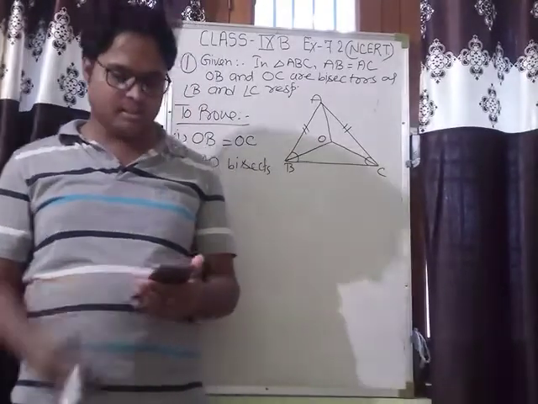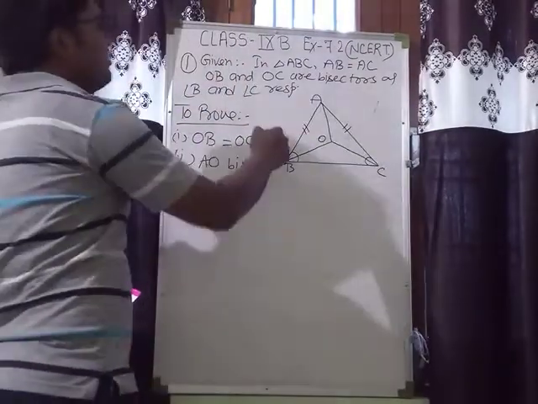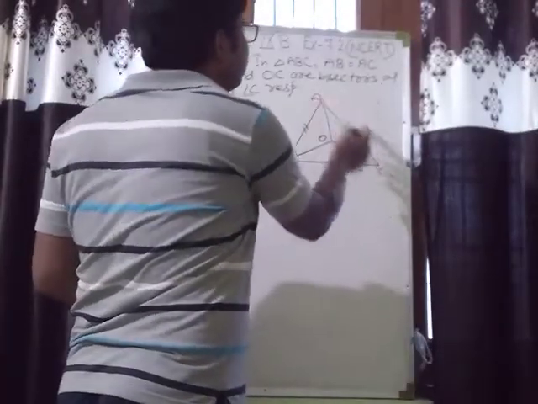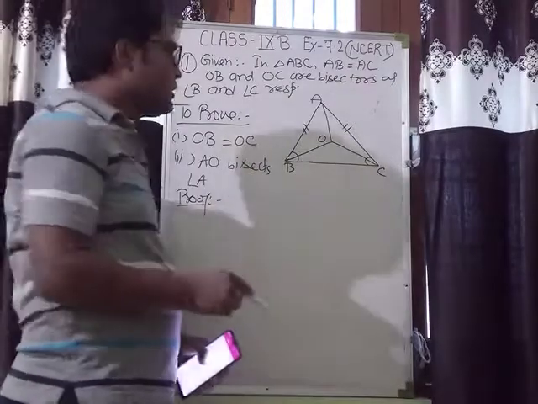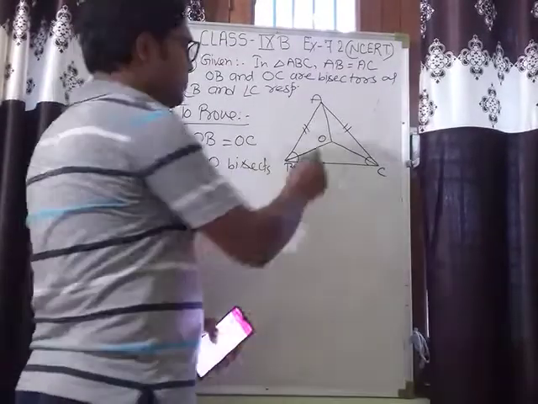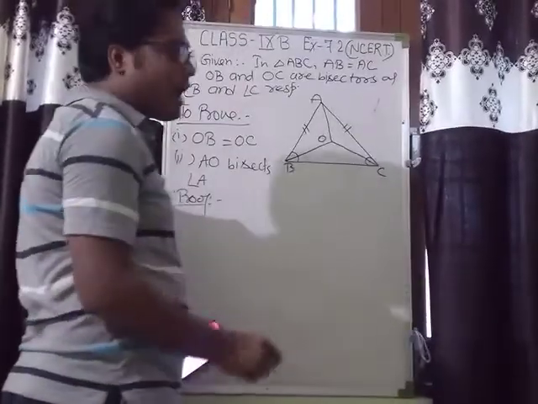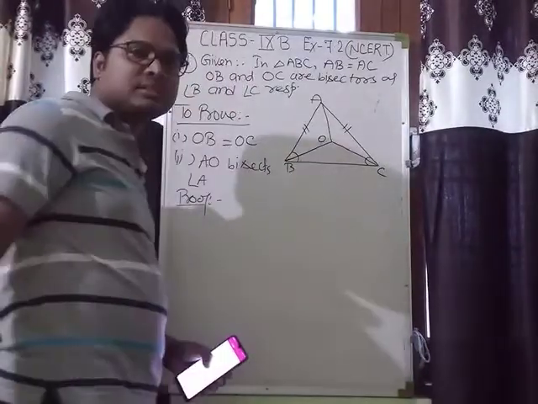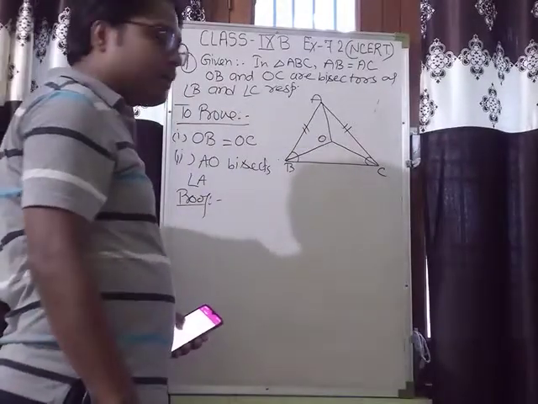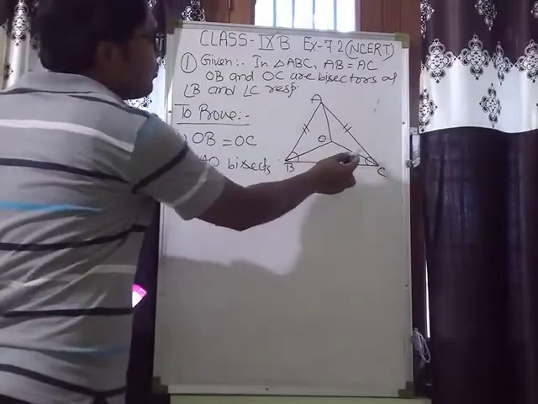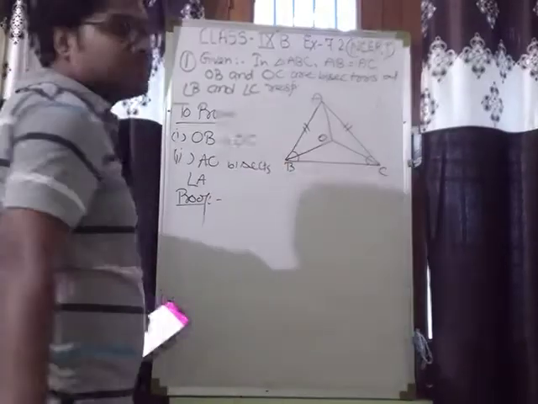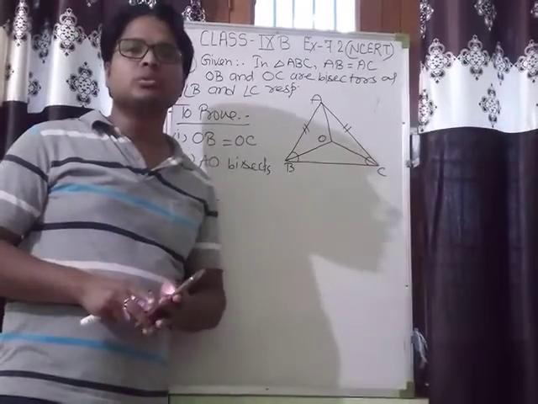7.2 from NCERT. The question is: ABC is an isosceles triangle in which AB and AC are equal. The bisector of angle B and the bisector of angle C meet at point O, meaning OB and OC are bisectors of angle B and angle C. After that, join O to A. The question asks to prove that OB equals OC and AO bisects angle A, meaning AO divides angle A into two equal parts.